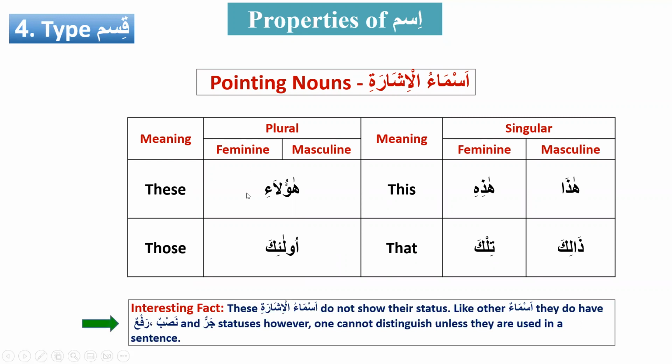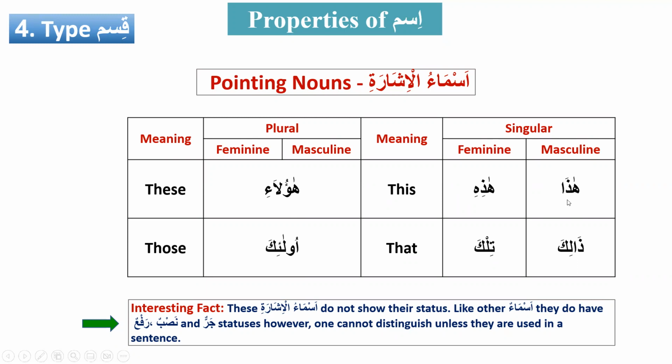These 6 words are called Asma'ul Ishara. Pointing nouns, in English, we can call them. The interesting fact is, like haza, when we talk about status, it can have rafa status. It can have nasab status. It can have jar status. But haza does not change. Haza remains haza. It is not like hazu, haza, hazi.